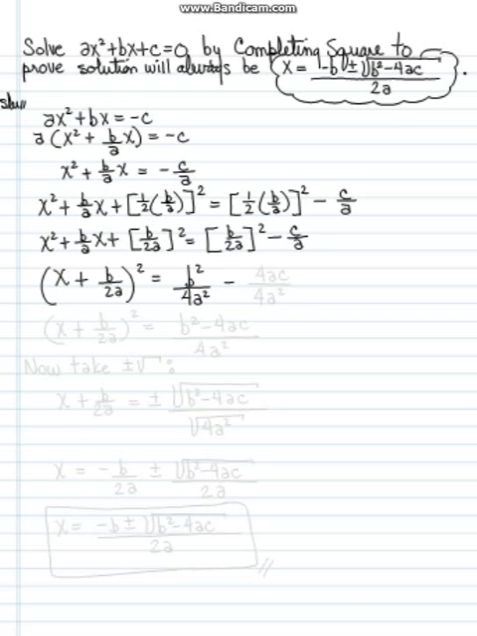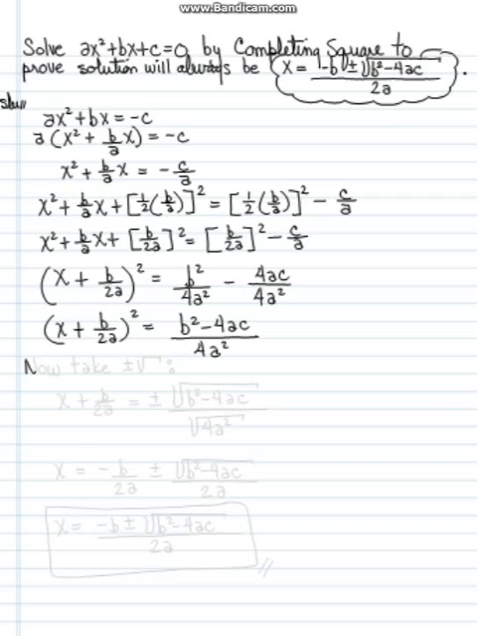Square the top and bottom of the bracket, and then get a common denominator for the second term. Now combine the two terms together on the right side. Since they have a common denominator now, just do the operation of subtraction across the top, b squared minus 4ac over the common denominator, 4a squared. Okay, so now we have an expression in parentheses squared equals a single value.